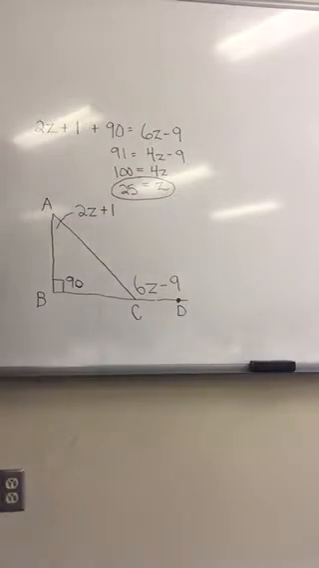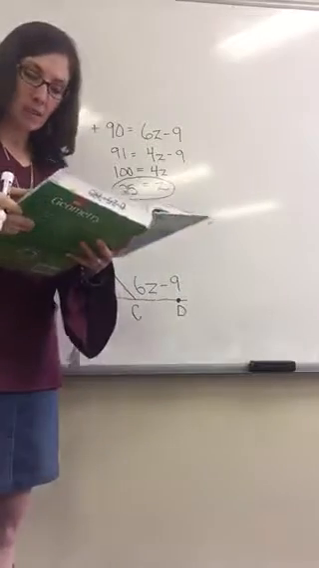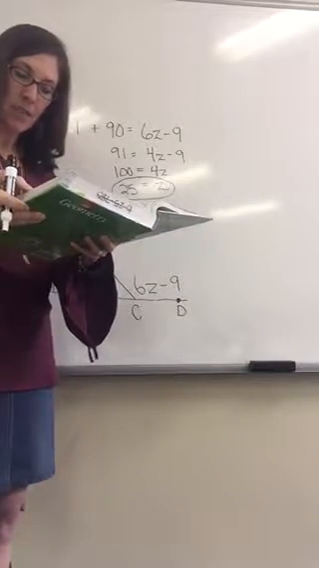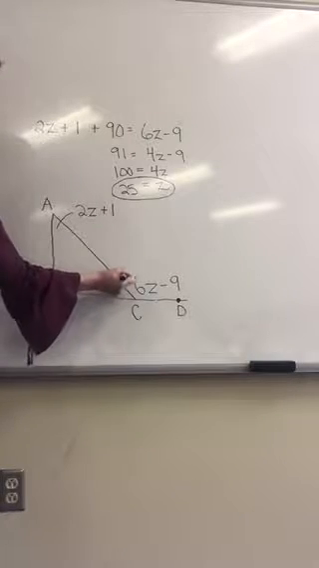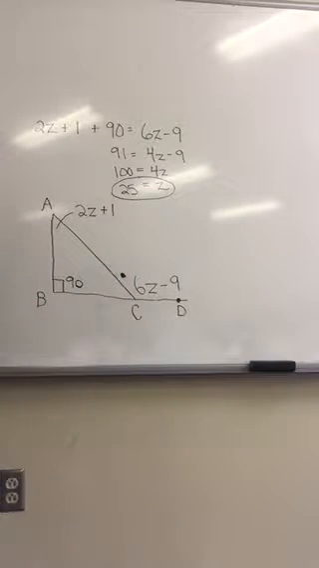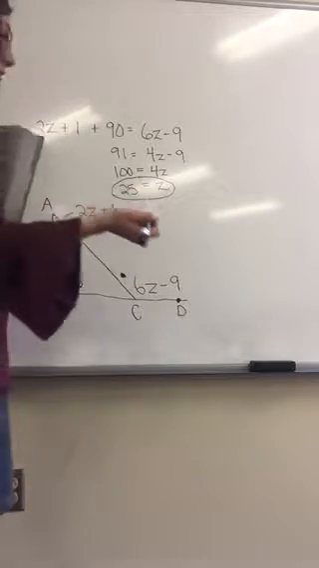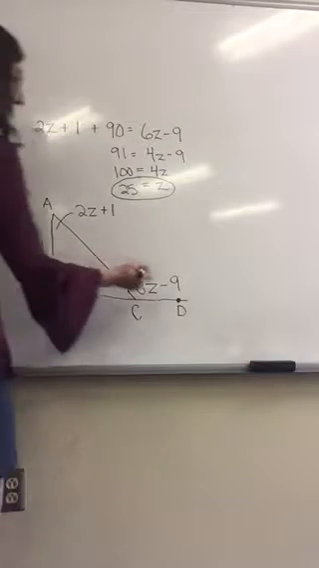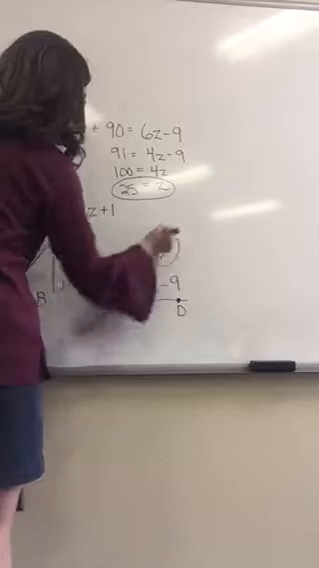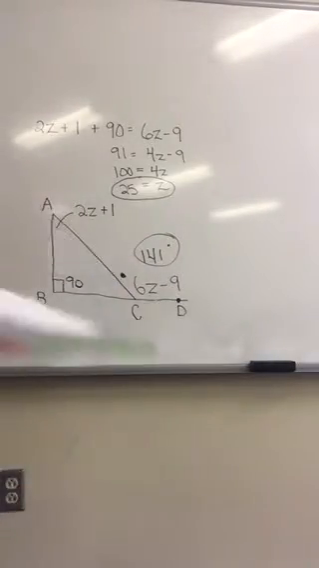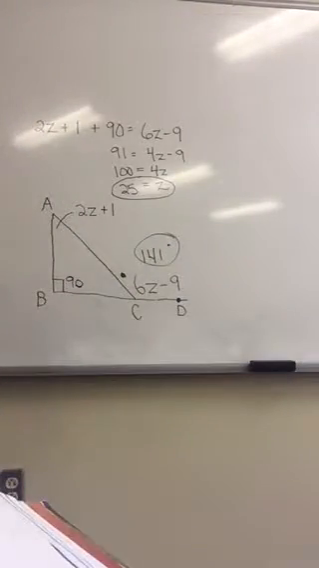Let's look and see what they asked us for in this problem. They said find the measure of angle ACD. So we're finding the exterior angle measure this time. So we're going to plug 25 into that. So that's 25, 50, 75, 100, 125, 150 minus 9. This is going to be 141 degrees. And there's our answer. All right? Okay. Let's flip to the next page.